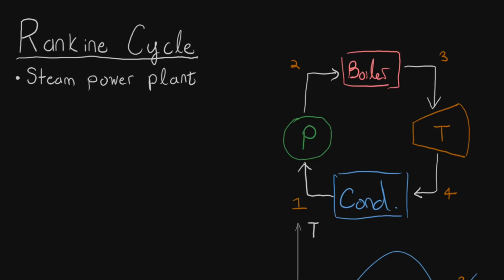So now we're talking about the Rankine cycle, which is our model of the steam power plant. It's very similar to the Brayton. Basically, you take your water, you pump it, which increases the pressure, then you heat it up, and then you send it through a turbine, and then the condenser rejects heat.